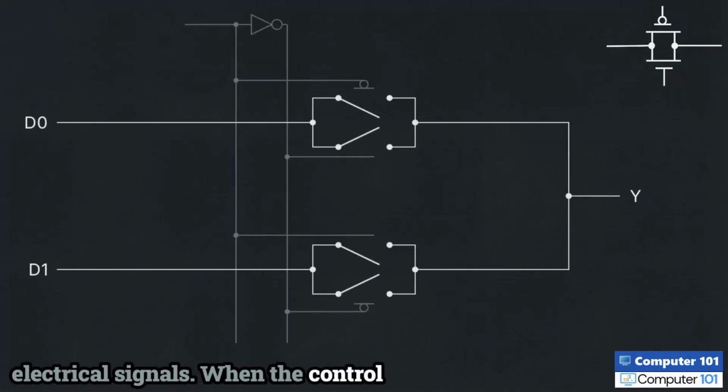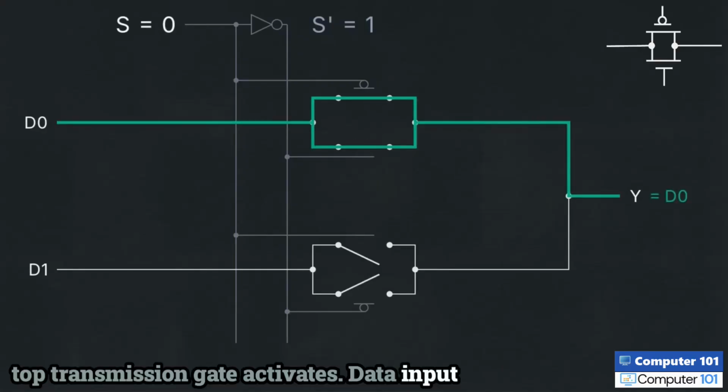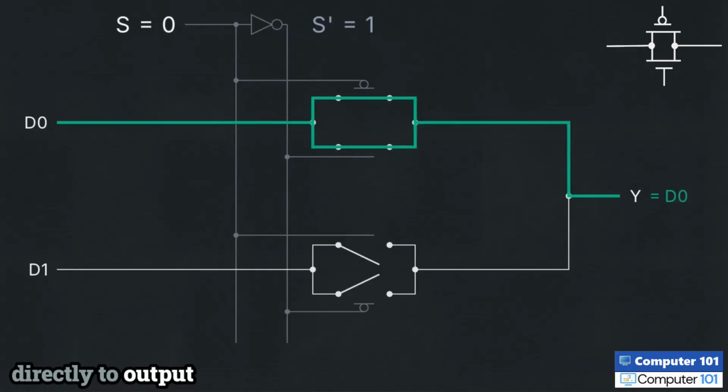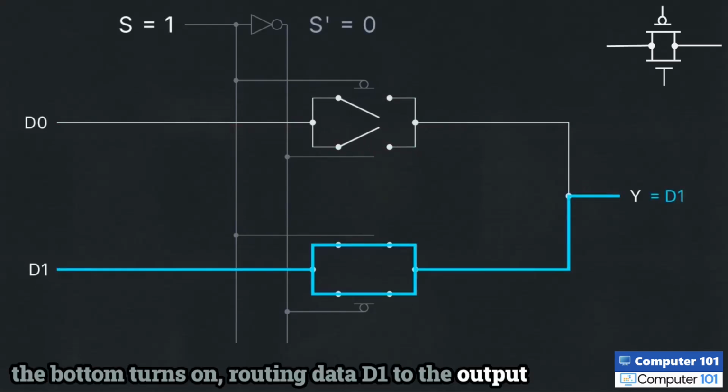When the control signal, S, is 0, the top transmission gate activates. Data input D0 flows directly to output Y. Flip to 1, the top gate closes and the bottom turns on, routing data D1 to the output instead.